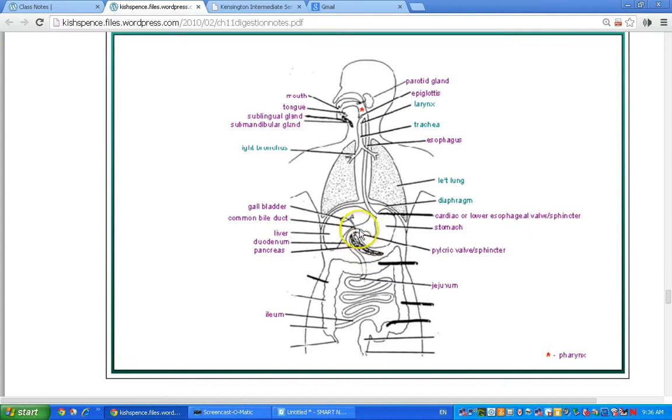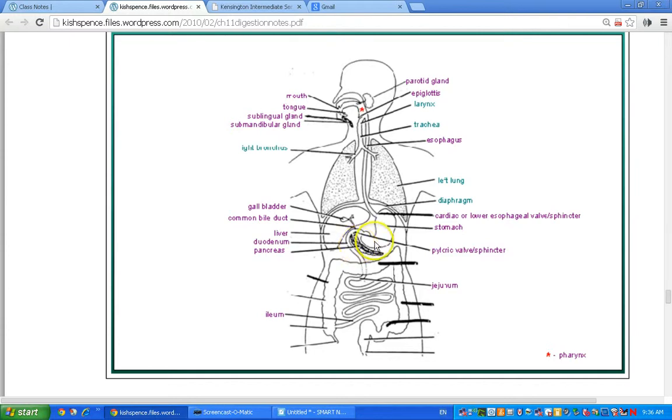Right. Okay, so here's the duodenum. It's the first part of the small intestine. And so these accessory structures put their products into the duodenum because that's where a bulk of the digestion happens.